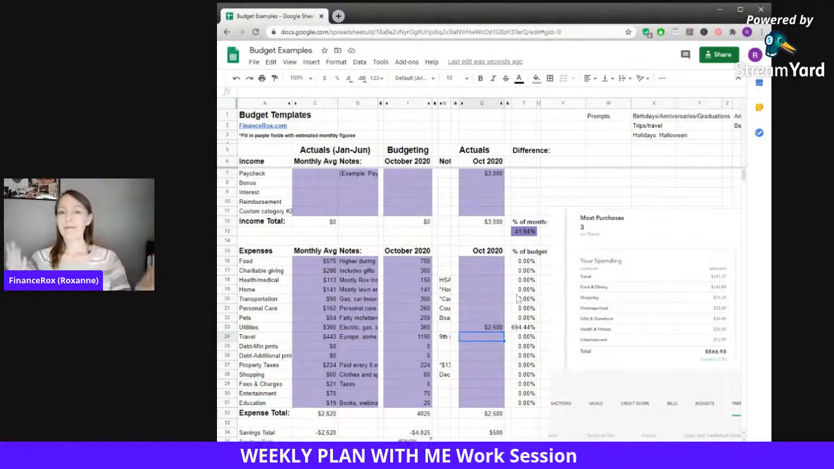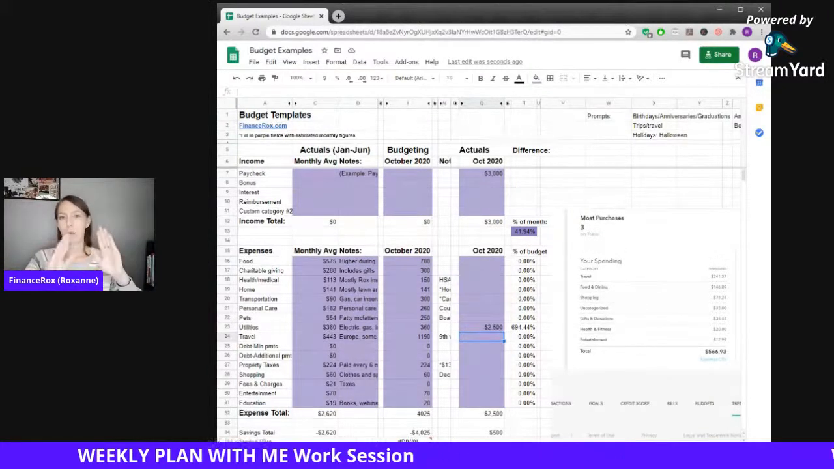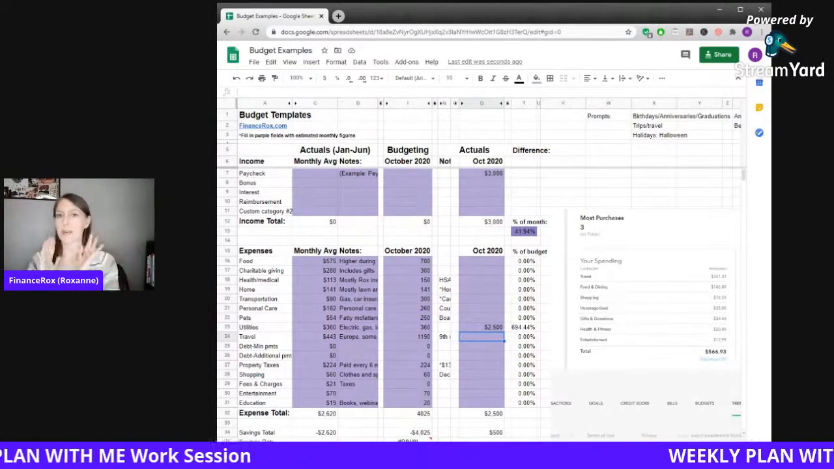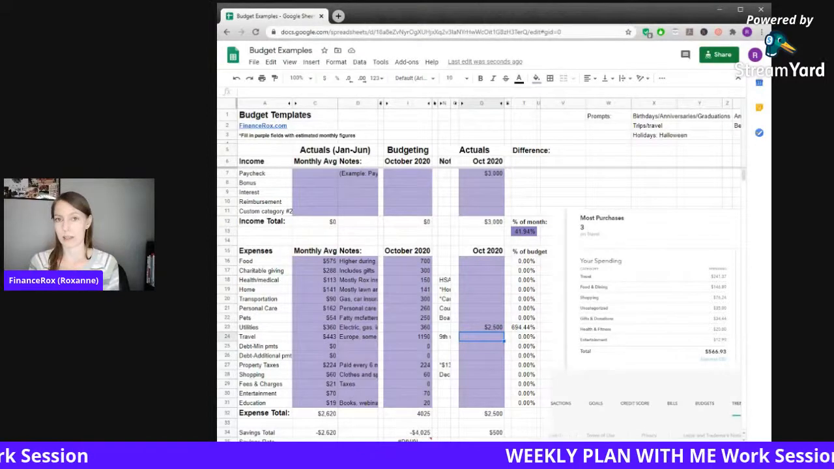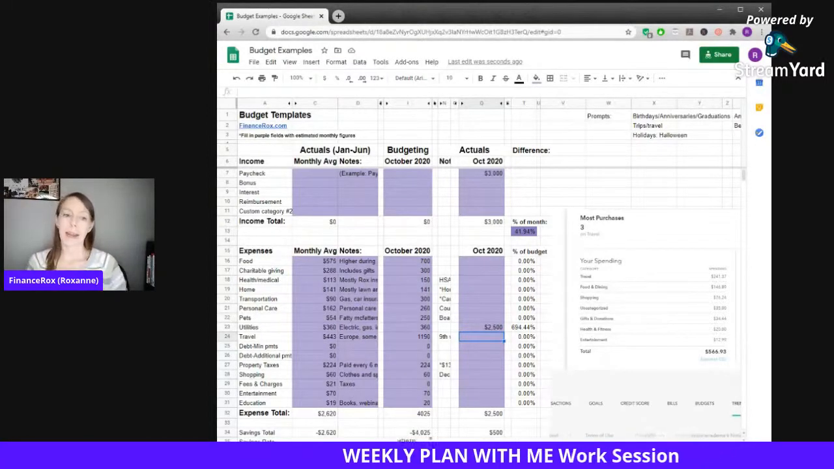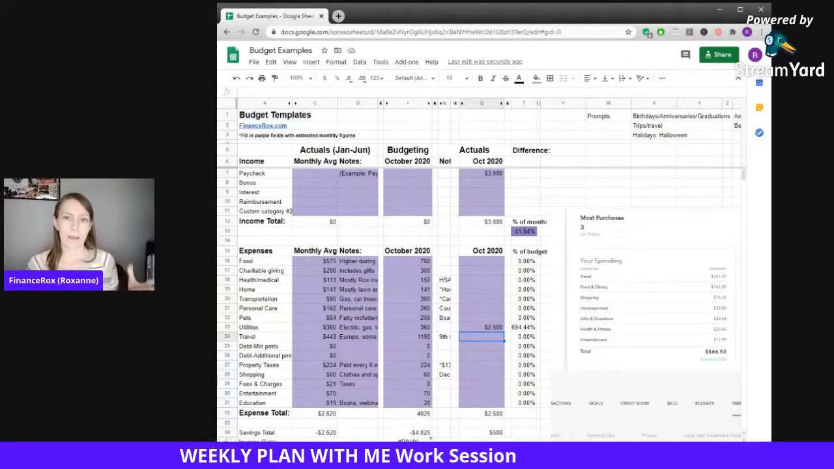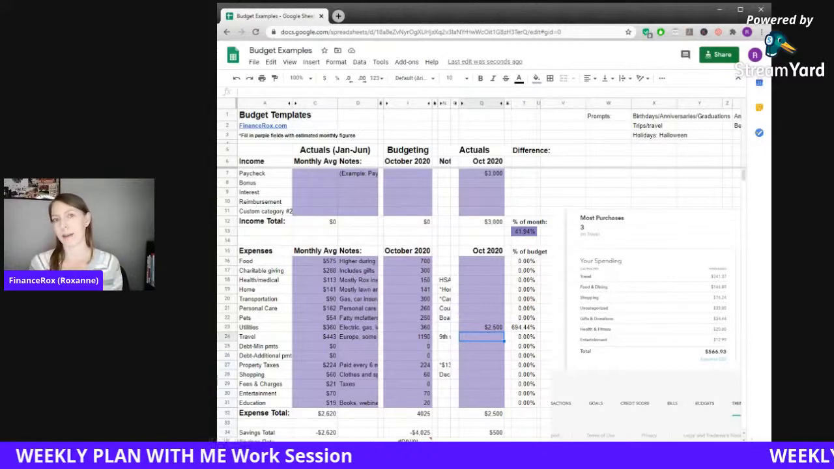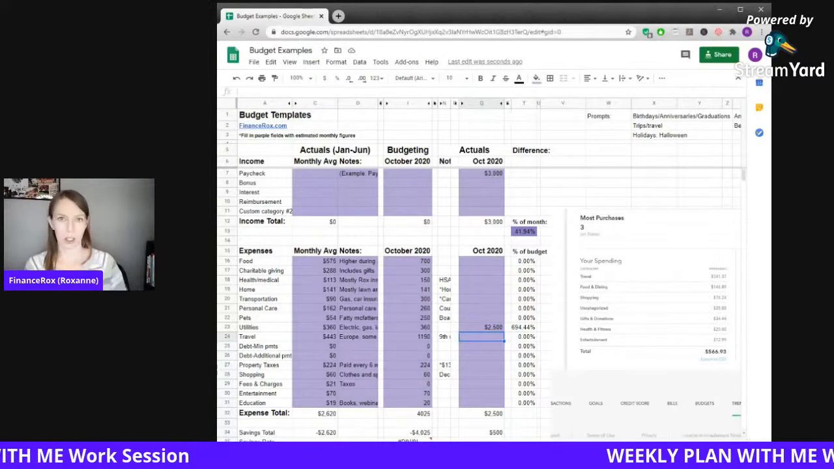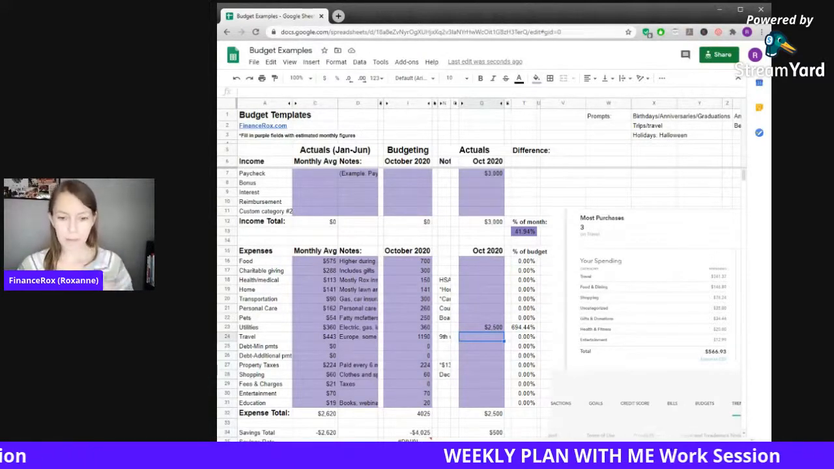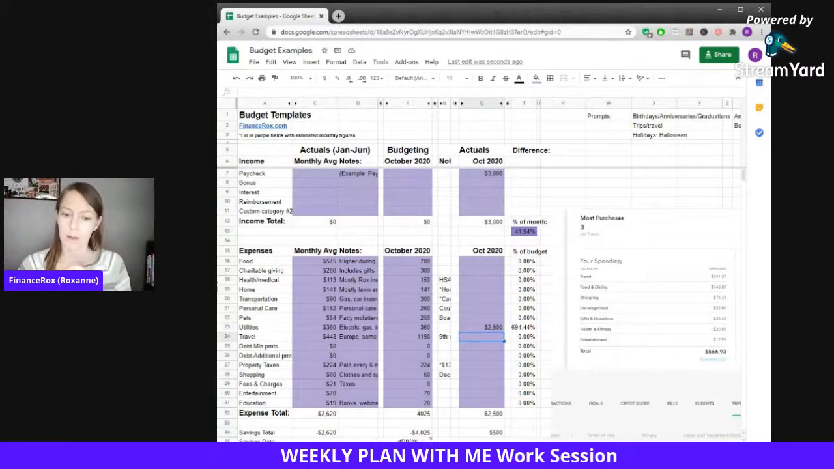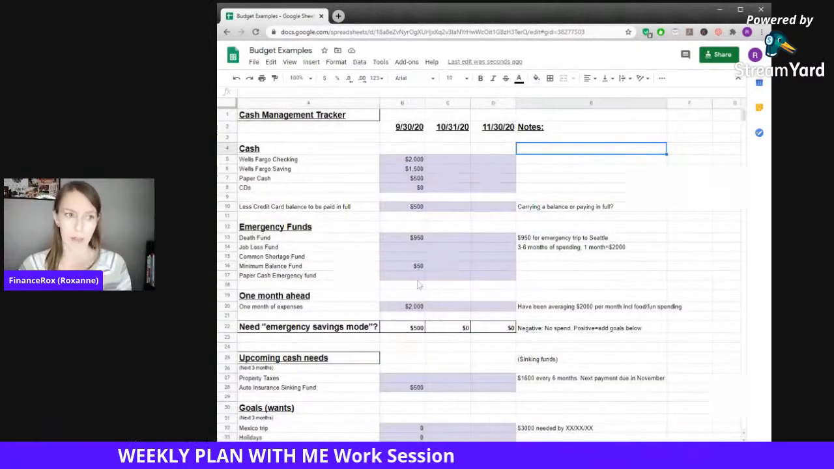So it's October 31st. We made $3,000. We spent $2,500. So maybe we had a category in here for savings and said we're going to send $500 to our emergency fund, for example. So let's go over now to my little cash management tracker.